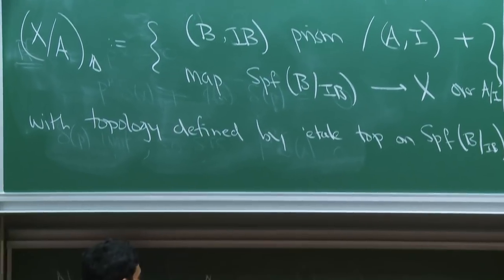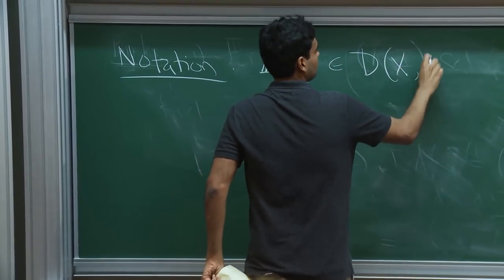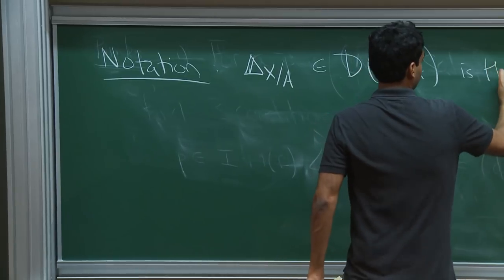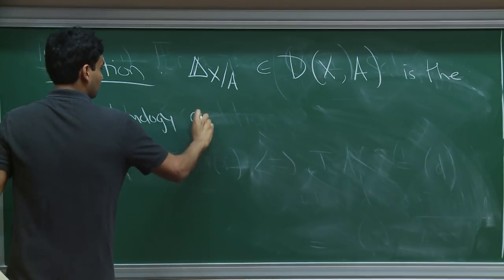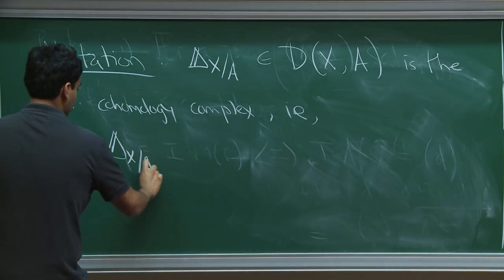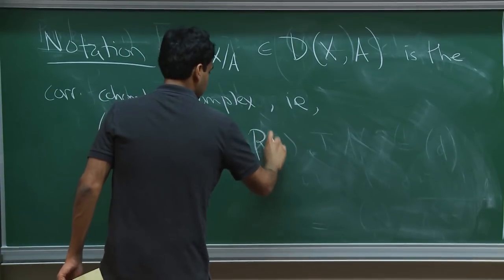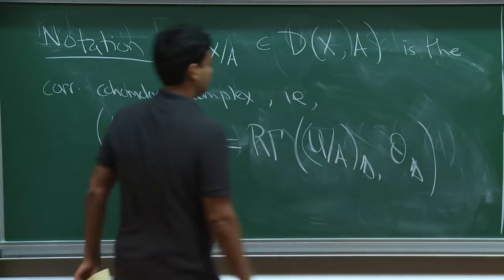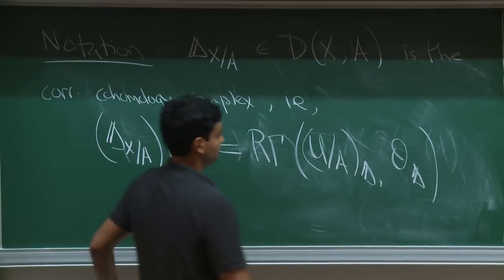So Prism_{X/A} is the notation. This is going to be an étale sheaf on X of A-modules, or A-algebras even, the corresponding cohomology complex. So I'll say what I mean. Roughly, if I want to describe a sheaf, I have to describe its values on opens. And so its value on some étale open U is just the prismatic cohomology of that U. And there's a phi action.